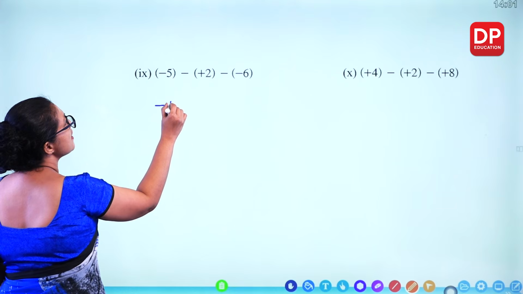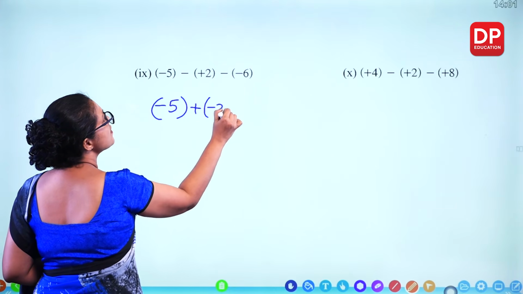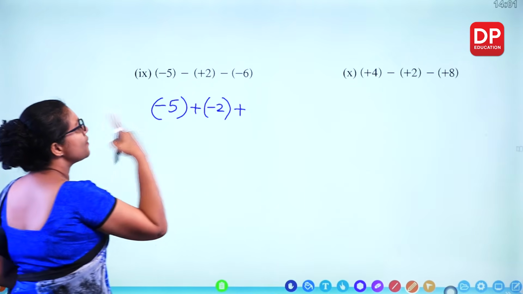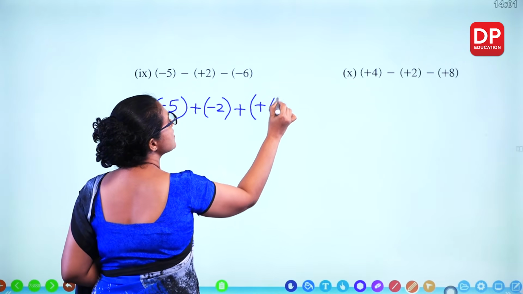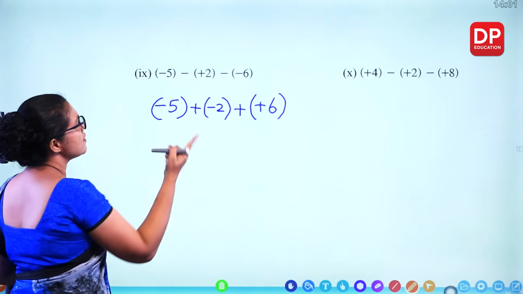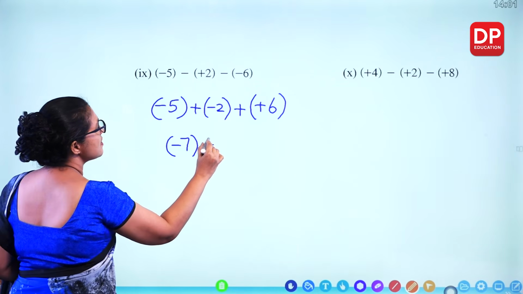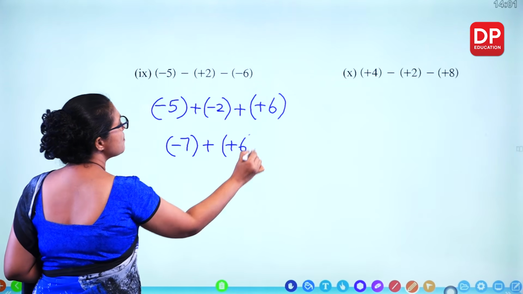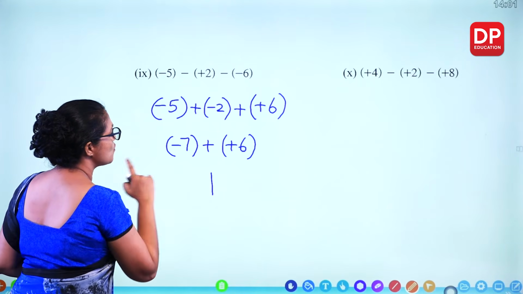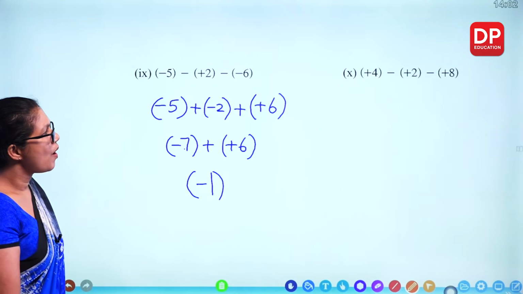This one I can take minus 5. Convert to addition. Additive inverse of this is minus 2. Again convert this one. Plus with additive inverse, that's plus 6. Now, these two both negative, so just add it and put the sign. This is plus 6. Now, 1 is positive and 1 is negative. Take the difference. 7 and 6 difference is 1. Bigger number is negative. So, you get negative 1.